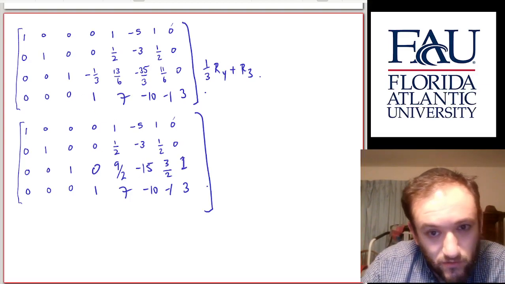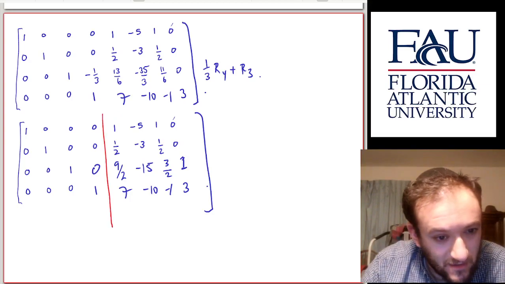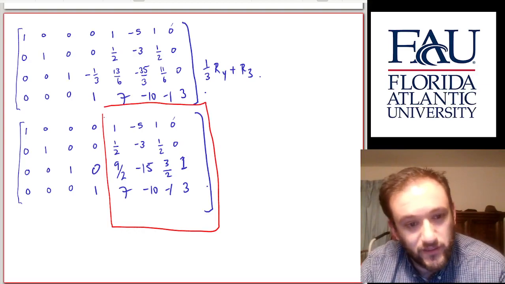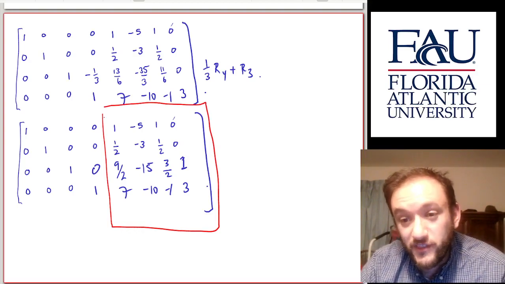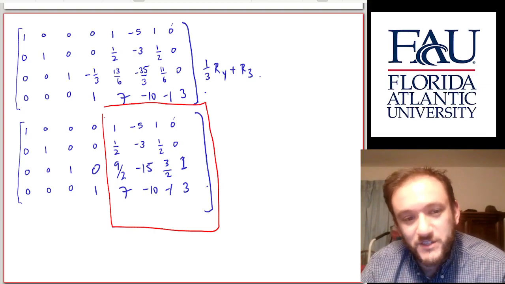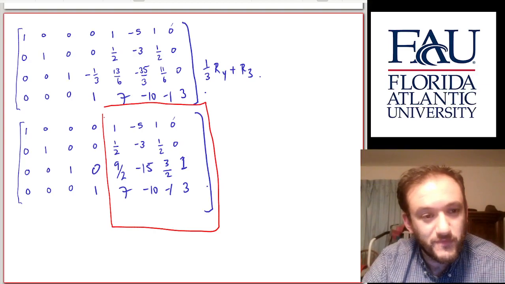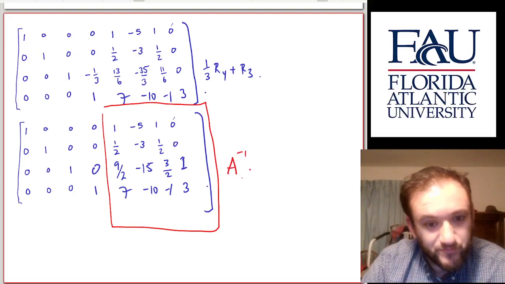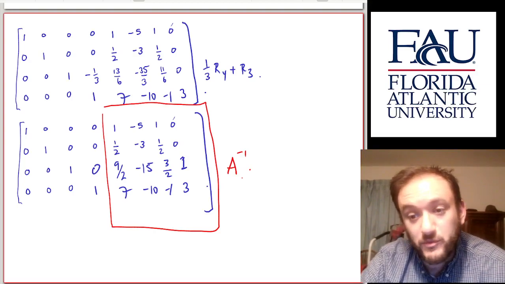Okay, so at long last, this is A inverse for the A that we started with. Okay, so even with a large matrix where the computations are difficult, we still eventually get to the inverse matrix we're looking for. Okay, I'll put a little A inverse here. Okay, so we've done some inverse matrix computations.